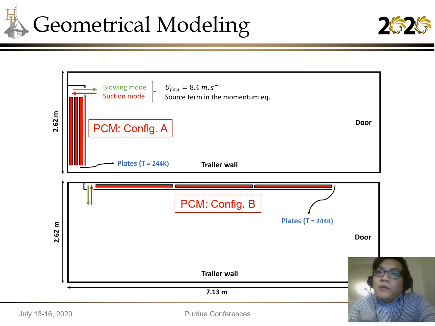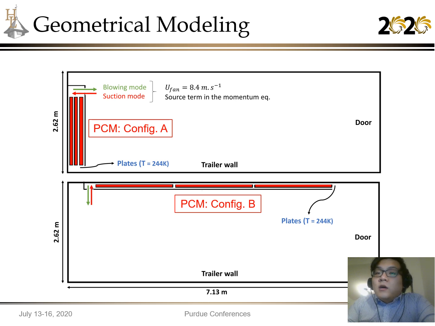So two different configurations were primarily investigated for this research. Configuration A, on the top, where the plates are located on the back of the trailer in parallel, and configuration B, where the plates are located on the roof of the trailer in series. Two different fan operating modes were also investigated: blowing mode, where the air is blown out from the plate region into the trailer, and suction mode, where the air inside the trailer is sucked into the plates.